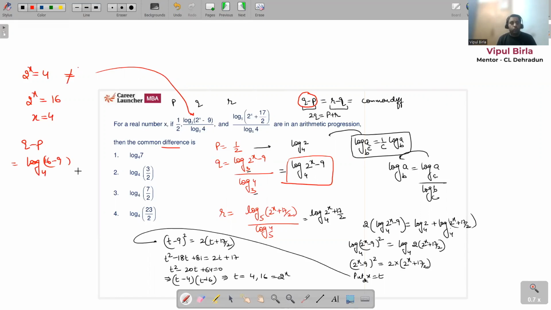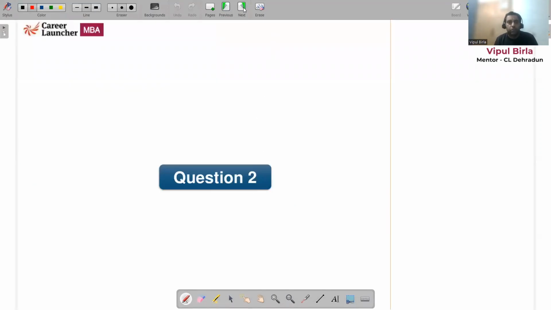That's the value of q minus p, which is log of 2 to the base 4, which is coming out to be nothing but log of base 4, 7 upon 2, which is option number 3. That is the answer to this question. Let's look at question number 2.